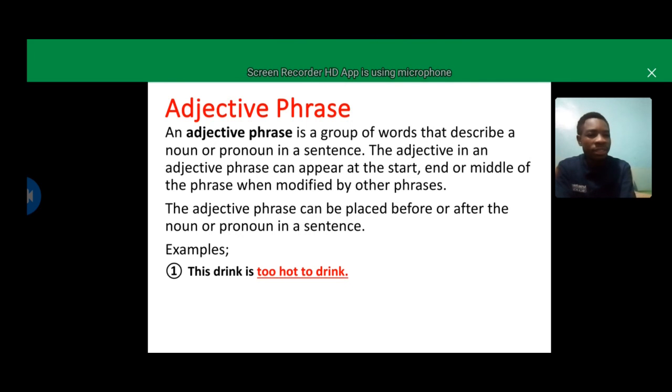this drink is too hot to drink. So, too hot to drink is an adjective phrase in which a head word is hot and is modified by adverb of degree too and post-modified by to infinitive clause to drink. Another example, she is most beautiful in the class. So most beautiful in the class is an adjective phrase.